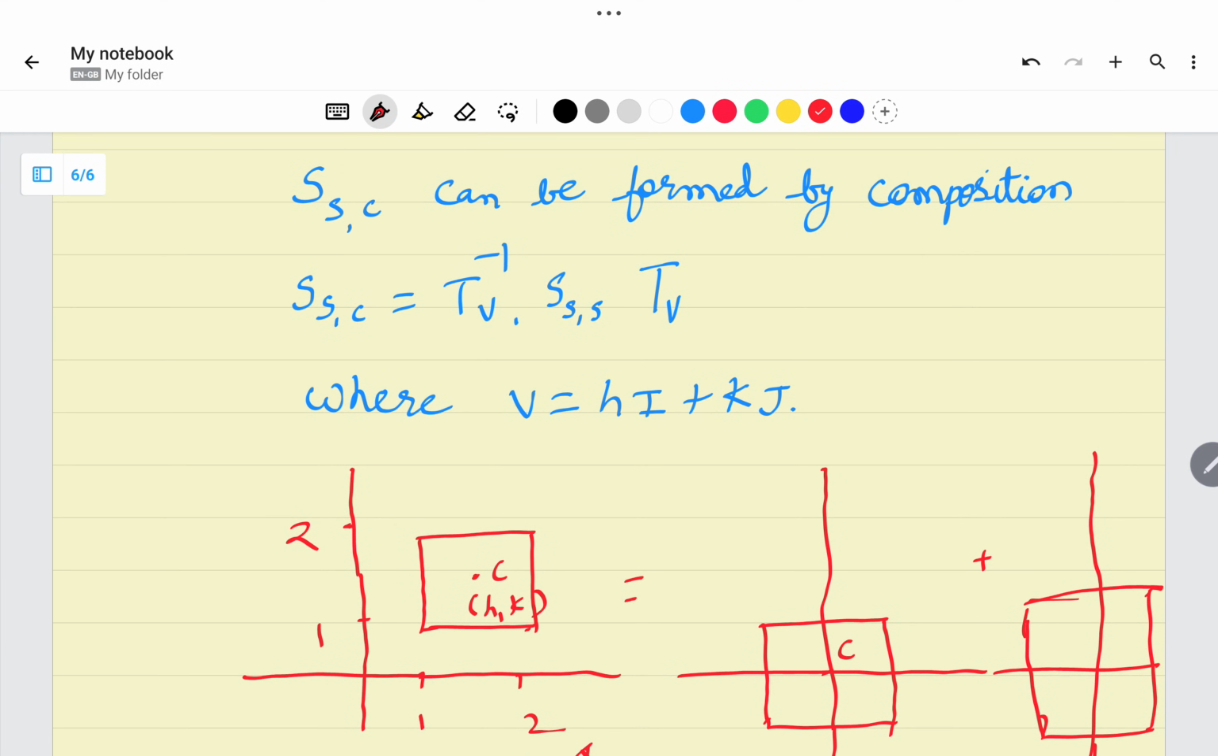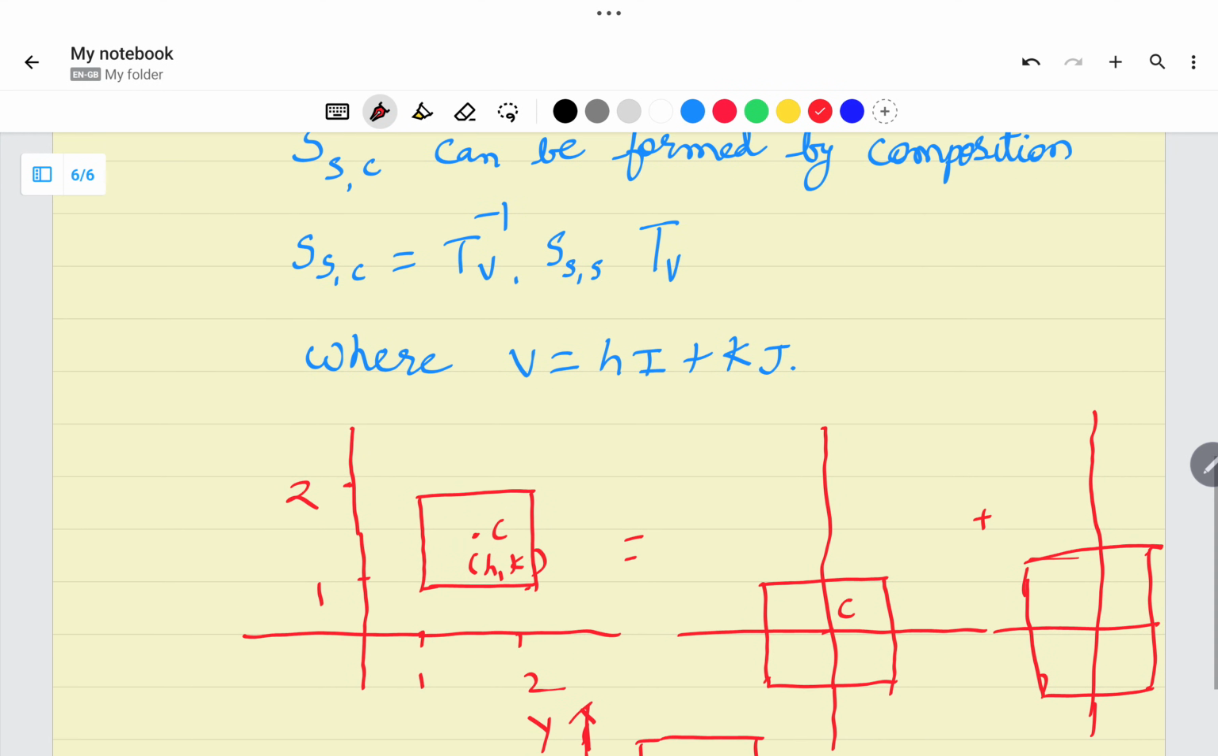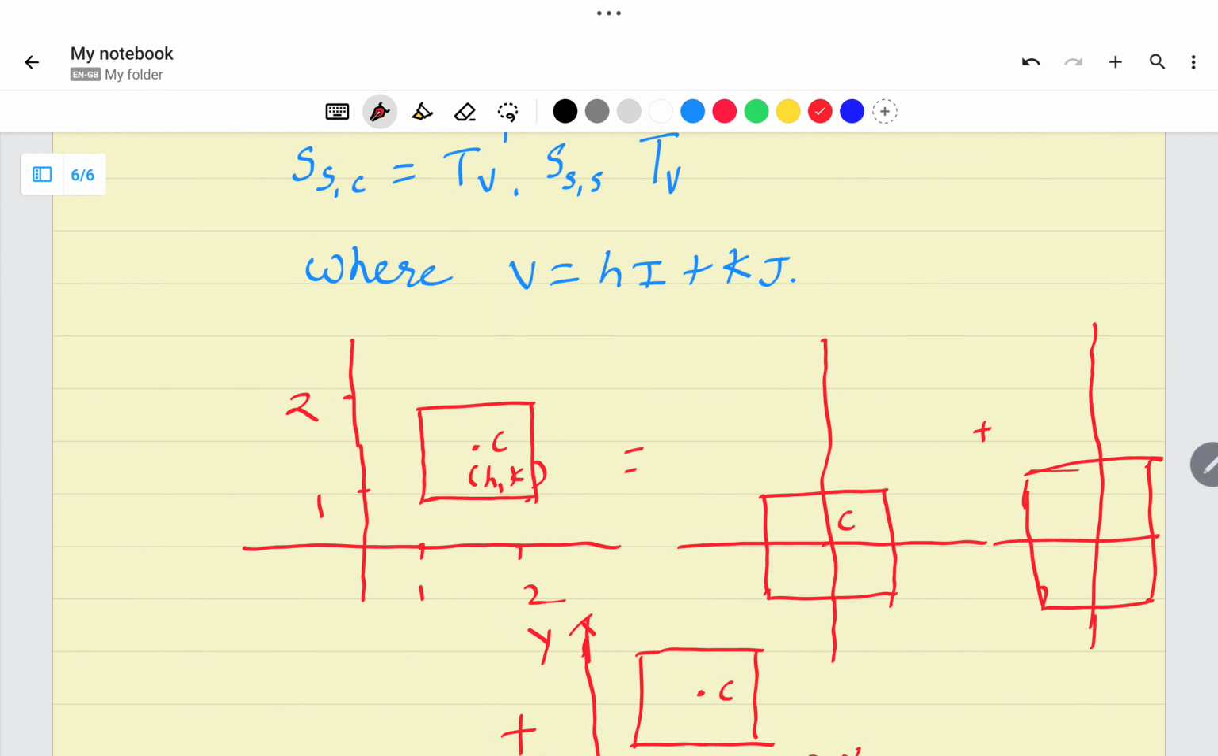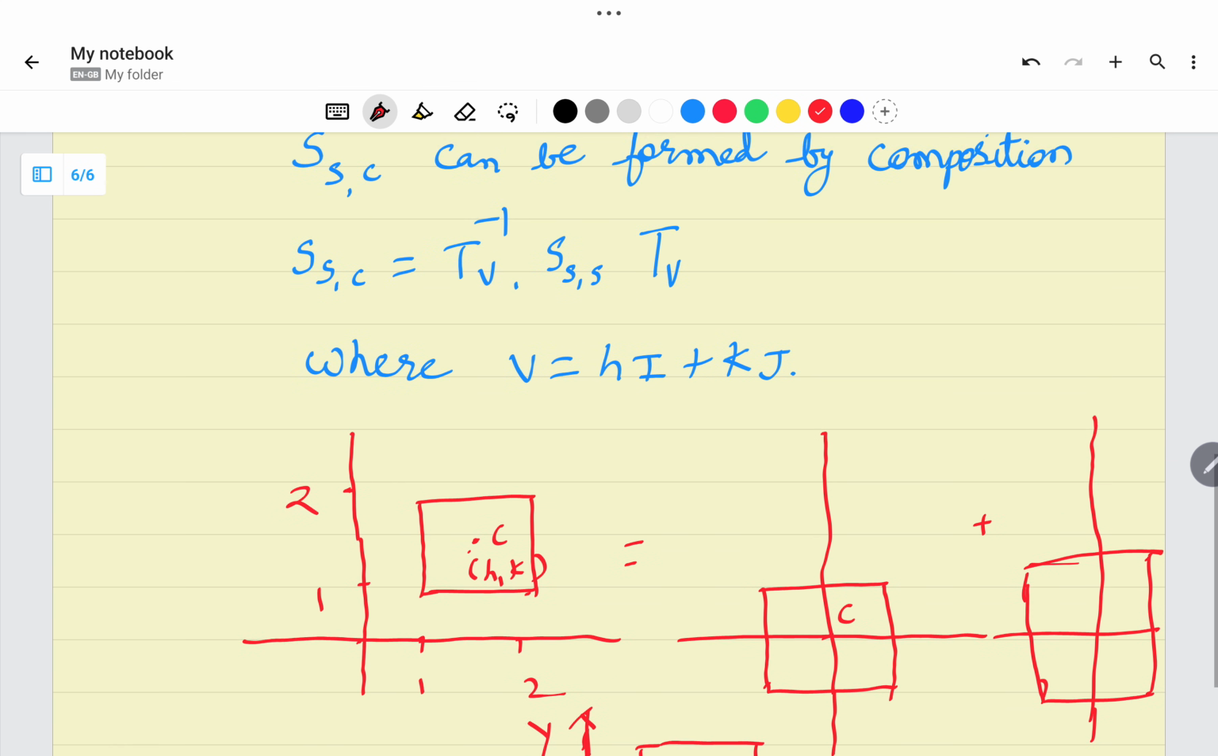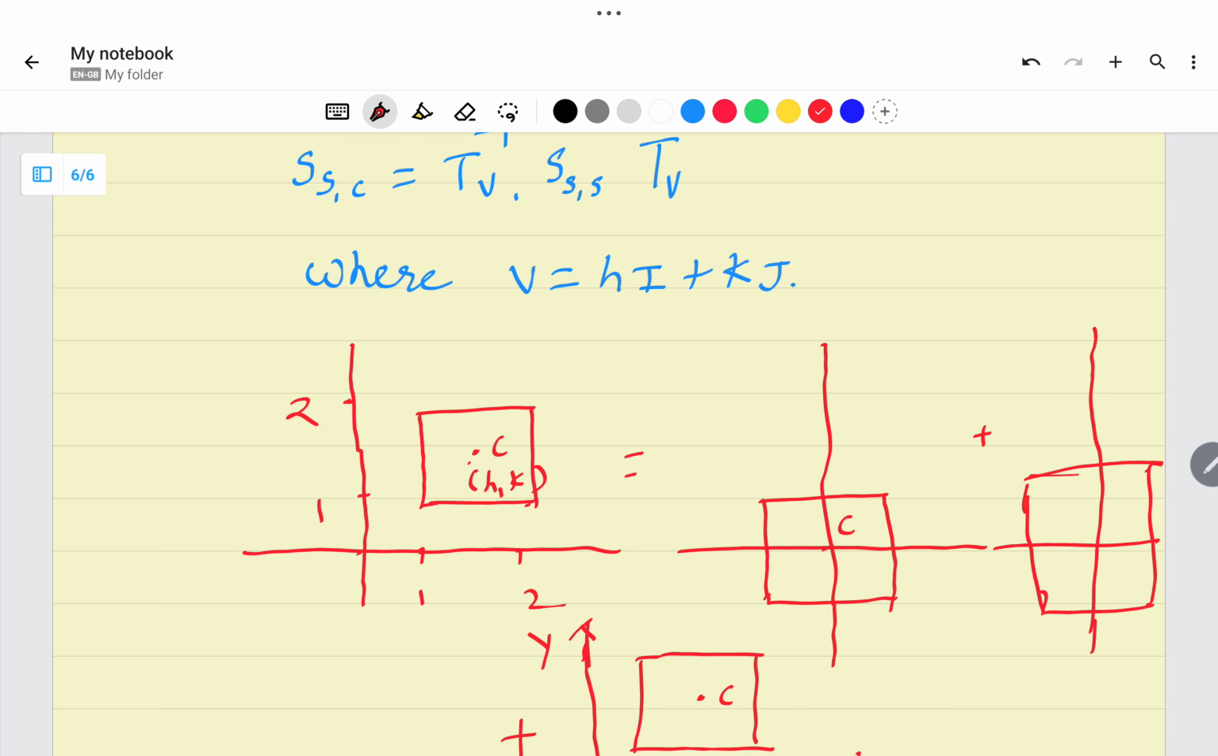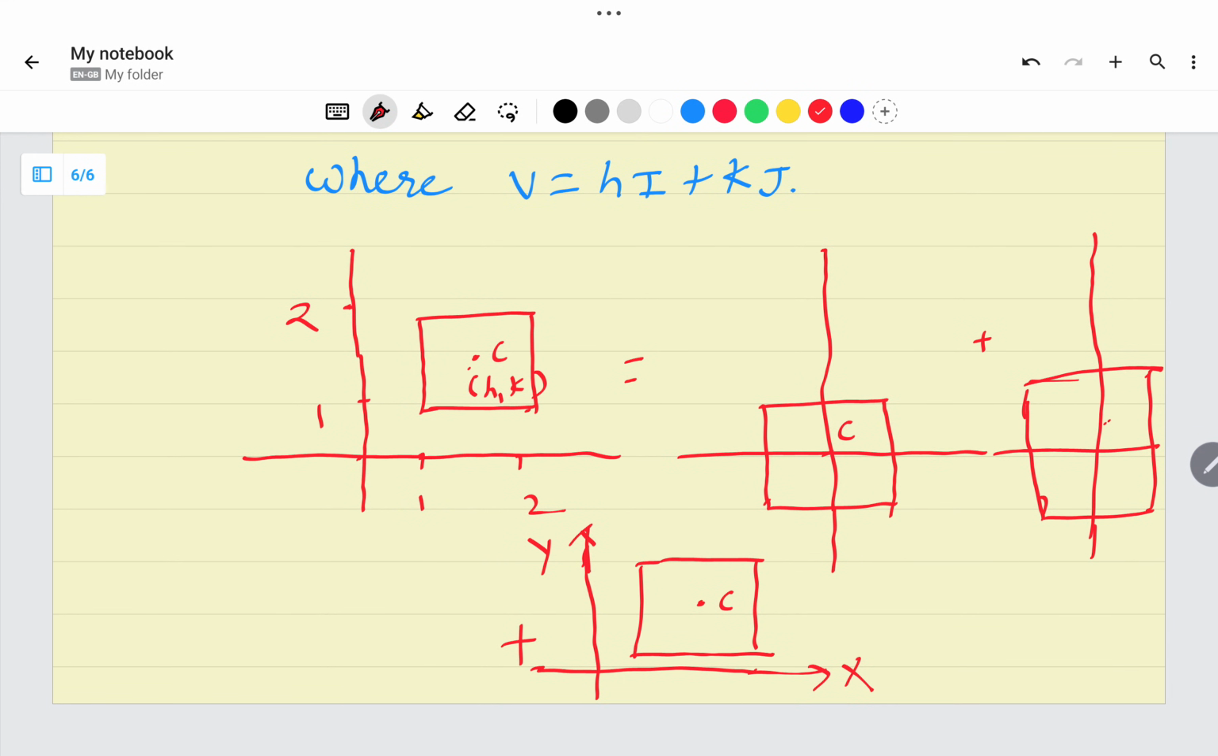T of V inverse, that is shifting the object center to the origin. This is the first step. Then scaling with respect to origin. This is the second step. And lastly, shifting the center back to the original position.